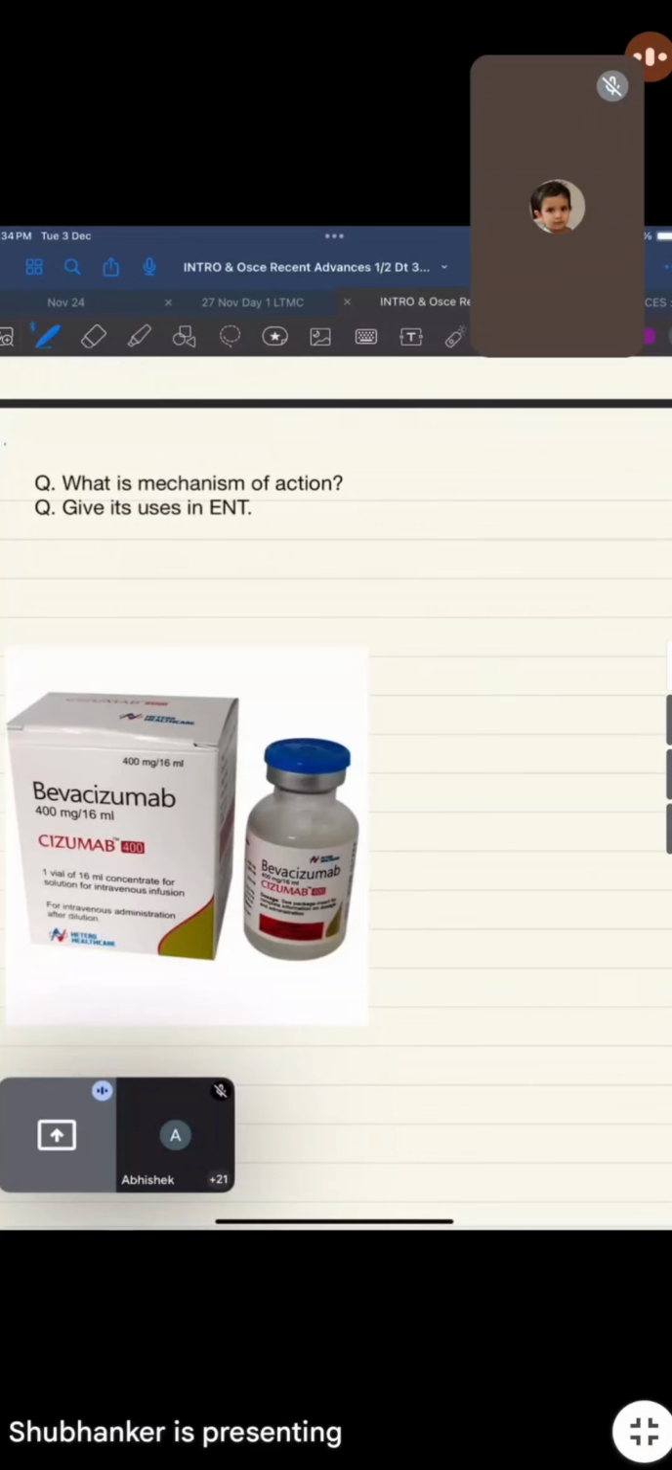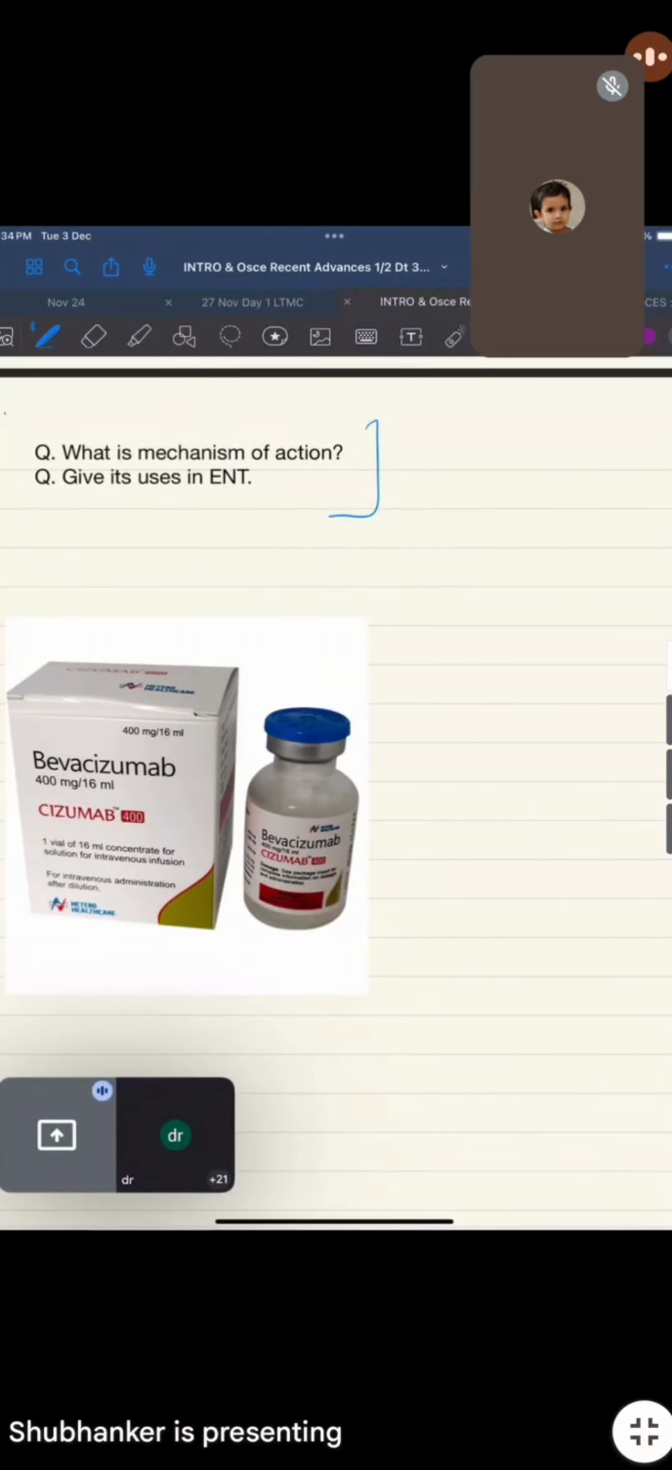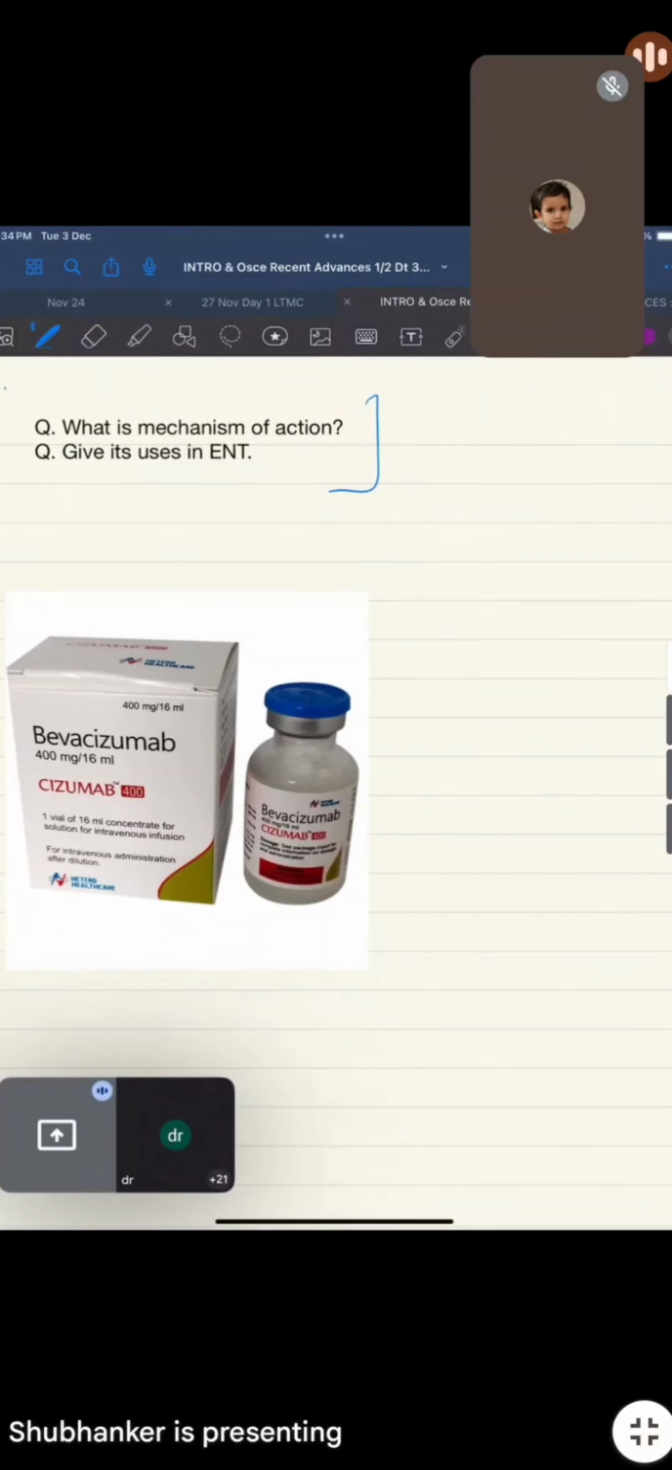चलो, coming to this drug, bevacizumab. What is the mechanism of action? What are the uses in ENT? At the end of this class, I'll tell you how we'll divide the OSCEs. There are around 8 to 10 subsections in which the OSCEs will be divided. Drugs is one of them, and it is important. You definitely get 1 to 2 drugs every time, so be prepared for it. What is the mechanism of bevacizumab? I'll answer for you people. This is a VEGF inhibitor. Don't forget it. Please make a note of it.